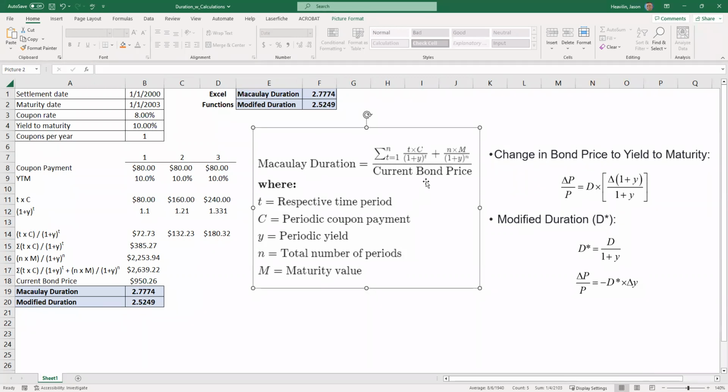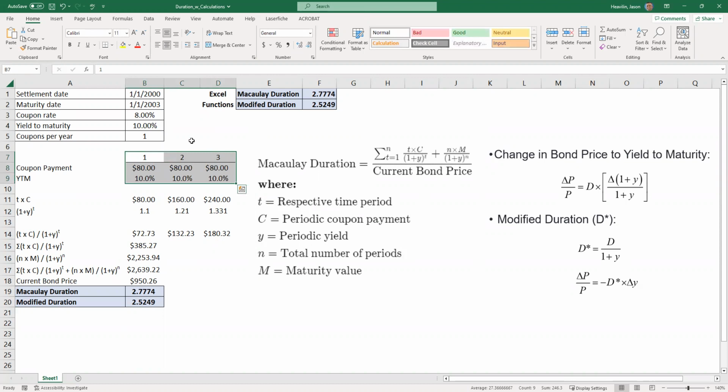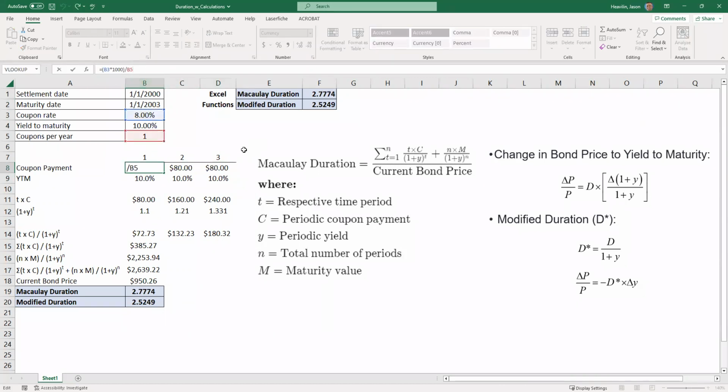So let's go over this. This is the key formula you want to use to calculate duration. So we're going to start by breaking down some of these numbers and getting the values that we need. So first thing I'm going to do is set up this 3-year timeline. The reason is because from the settlement date to the maturity date, we have 3 years. Then I'm going to go ahead and record the coupons for each one of those years. That's a fairly straightforward calculation.